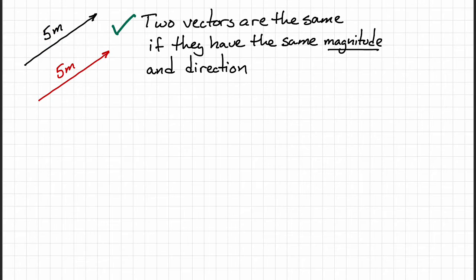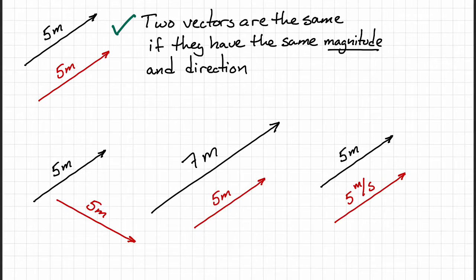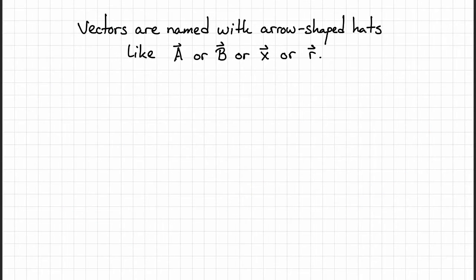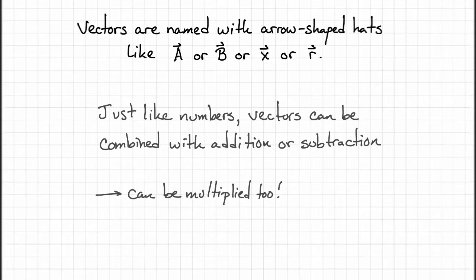Two vectors are equivalent to each other if they have the same magnitude and direction. These three sets of vectors are not equivalent to each other. They're either in the wrong direction, they have different magnitudes, or they have different units. When we name a vector, we normally put an arrow-shaped hat on top of the variable name.